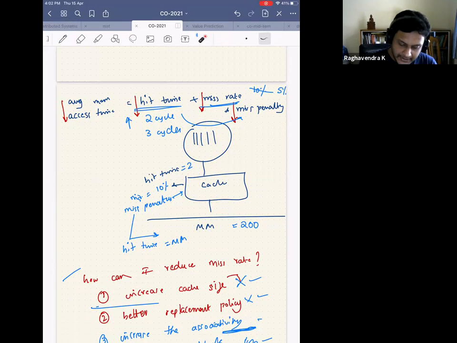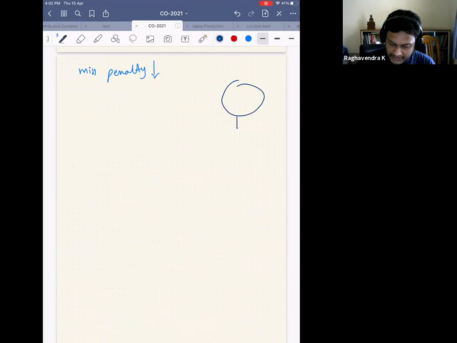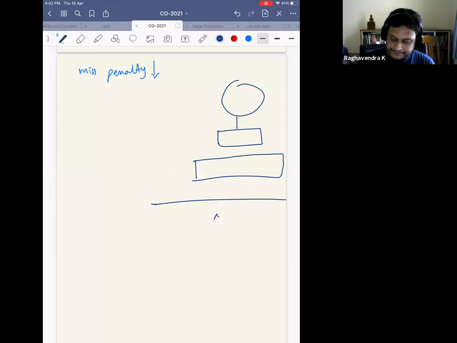Shritesh is saying that we have the CPU. Now, instead of having one cache, I will have a tiny cute cache here, and then a bigger cache here, and then main memory here. So there are two levels of cache now. This is called L1 cache. This is called L2 cache. Level 1 cache, level 2 cache.